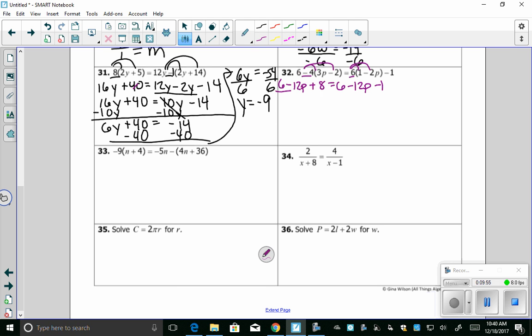Combine like terms. The 6 and the 8. 6 plus 8 is 14 minus 12p equals 5 minus 12p.